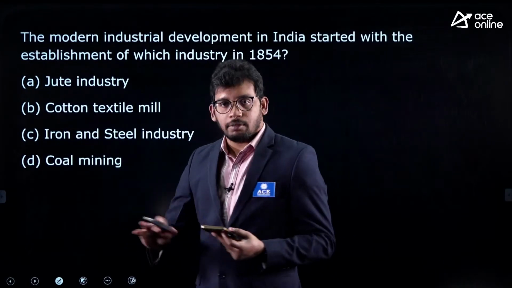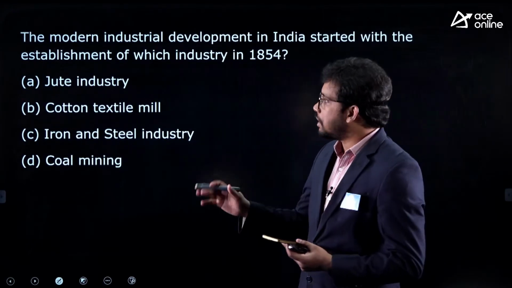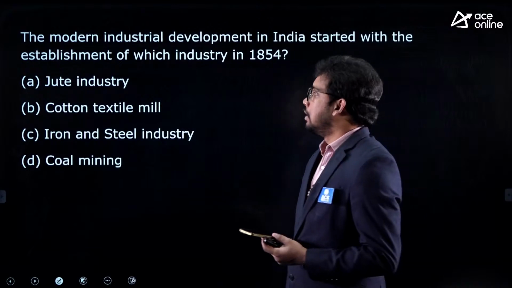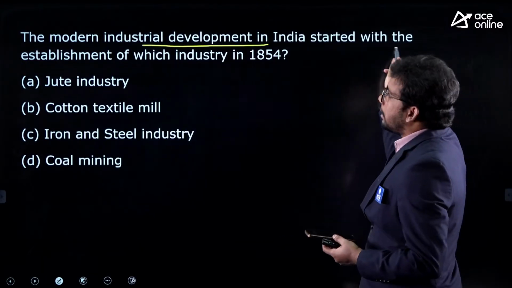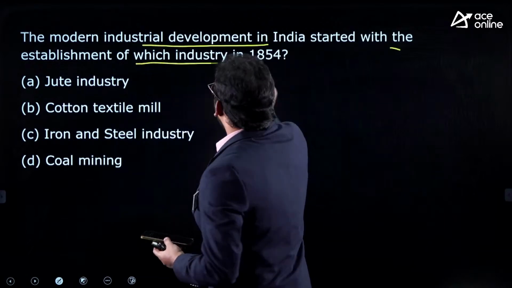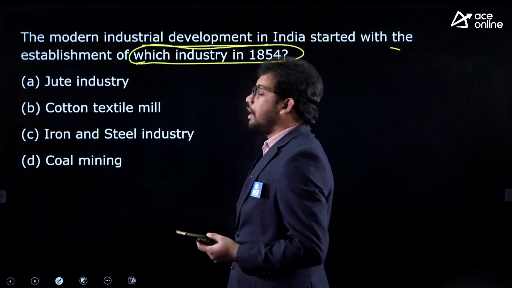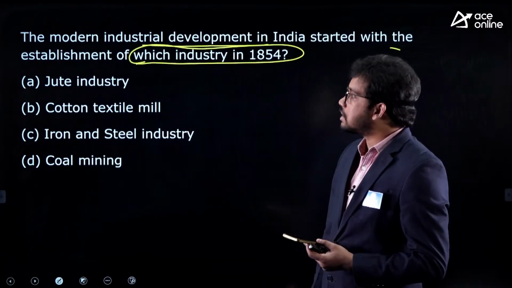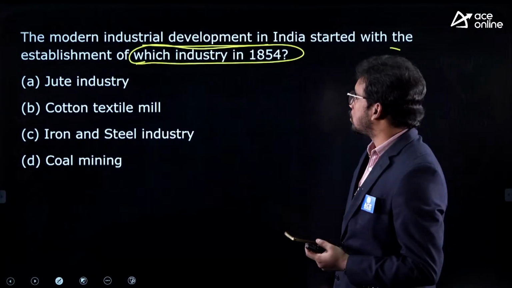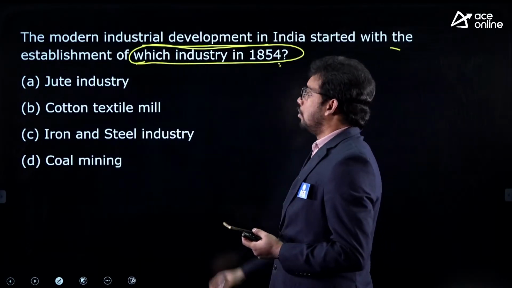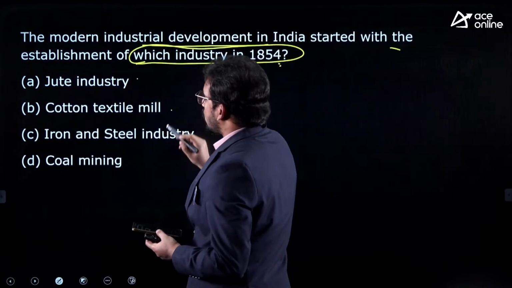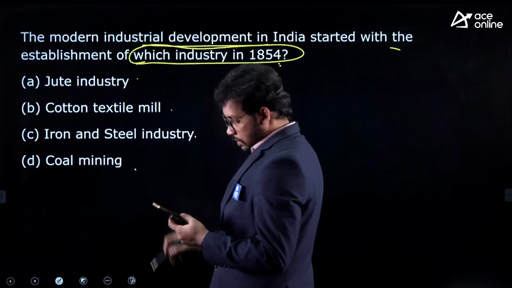Next, we are done with agriculture. Now let's move to industries. Modern industrial development in India started with the establishment of which industry, the first industry established in India, in 1854? The options are jute industry, cotton textile mill, iron and steel industry, coal mining.